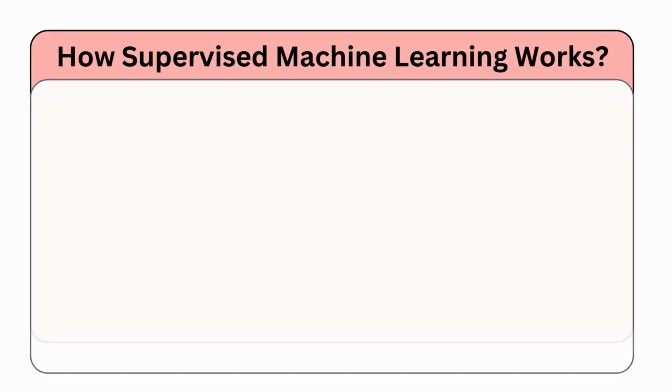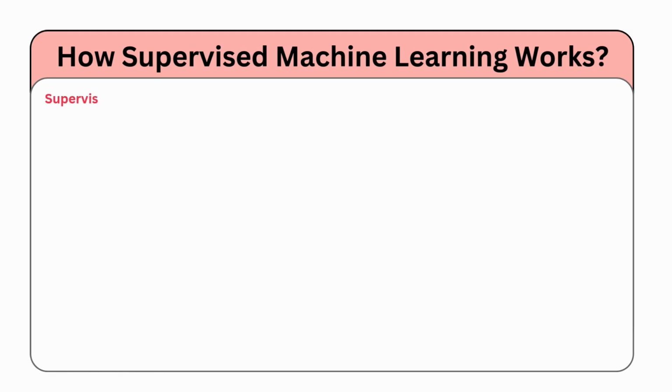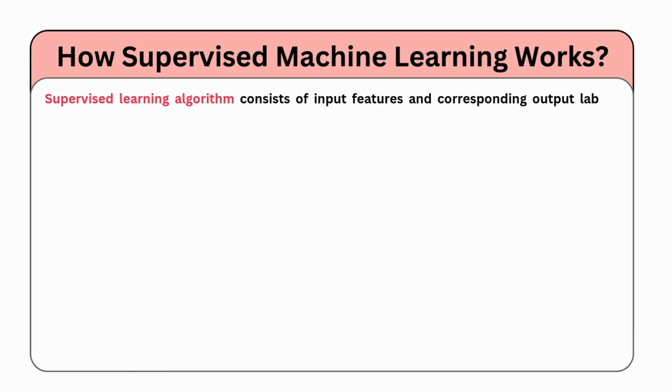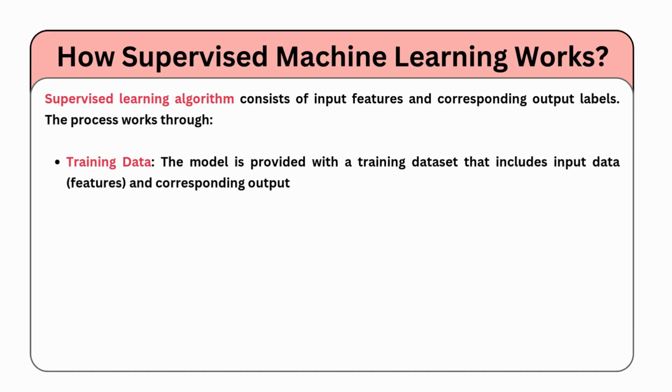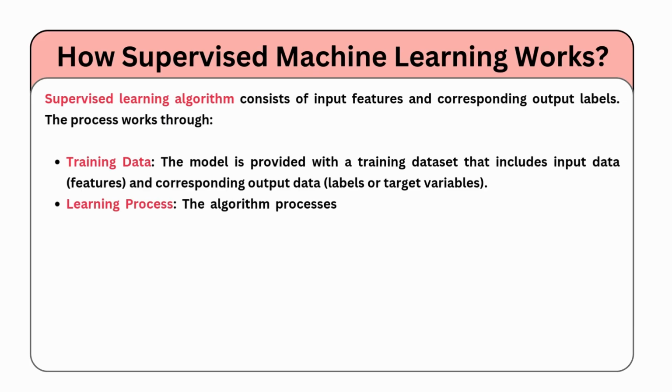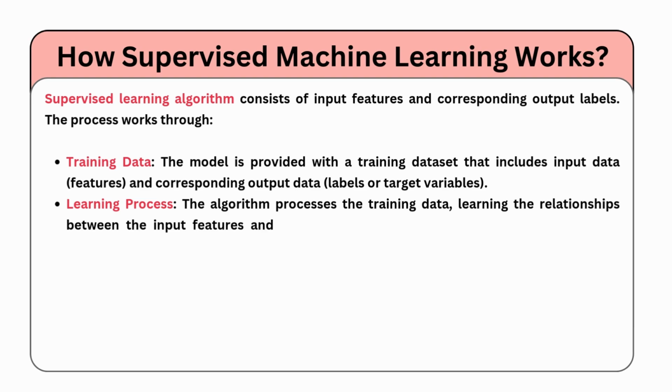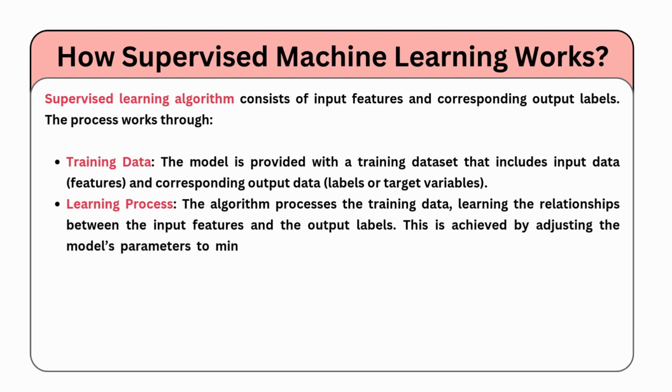How supervised machine learning works. A supervised learning algorithm consists of input features and corresponding output labels. The process works through training data. The model is provided with a training dataset that includes input data, features, and corresponding output data, labels or target variables. Learning process: the algorithm processes the training data, learning the relationships between the input features and the output label. This is achieved by adjusting the model's parameters to minimize the difference between its predictions and the actual labels.